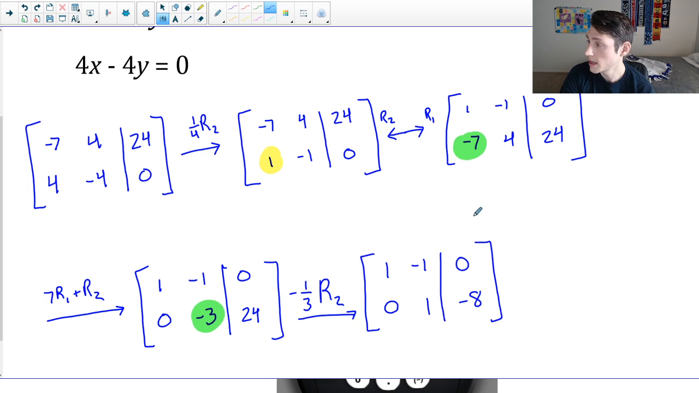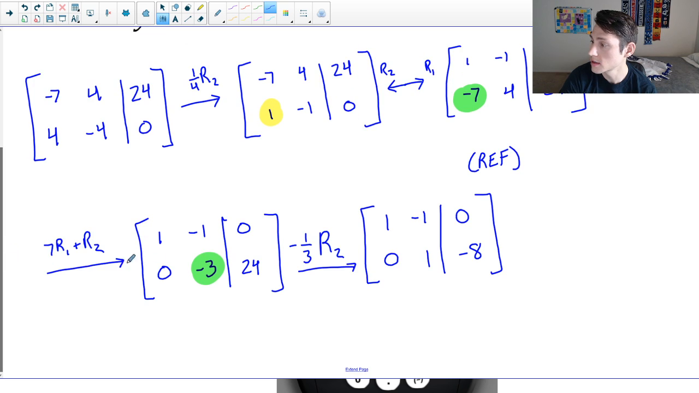All right, so this is now just REF, row echelon form, right? Gaussian elimination, but we want to go all the way to reduced row echelon form, do the full Gauss-Jordan process. So that means we need to also make this a 0. But that'll be easy because we have a 1 down here.